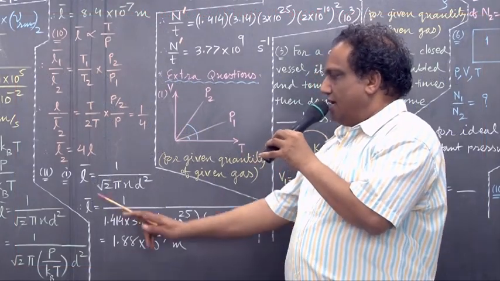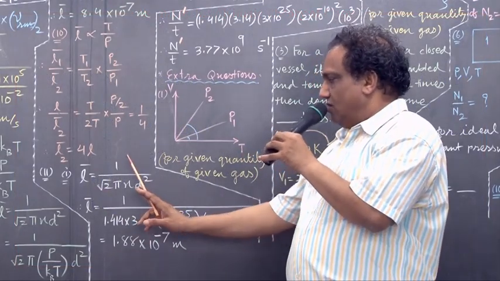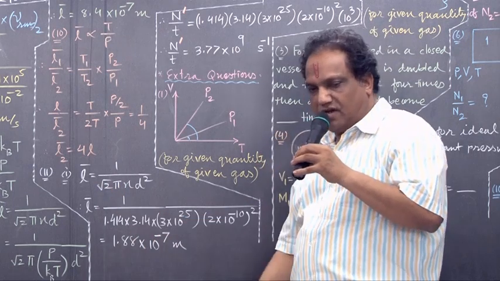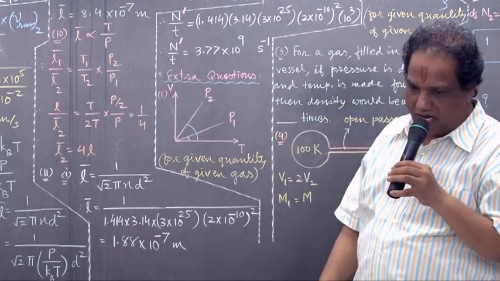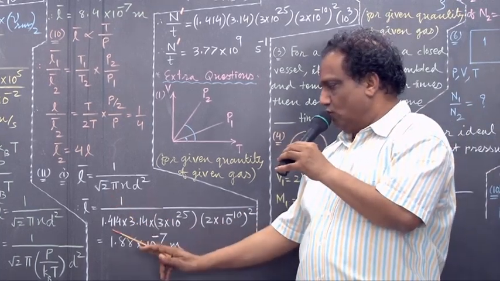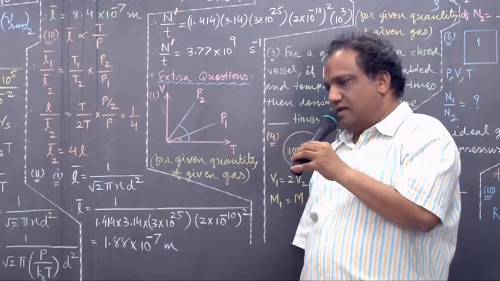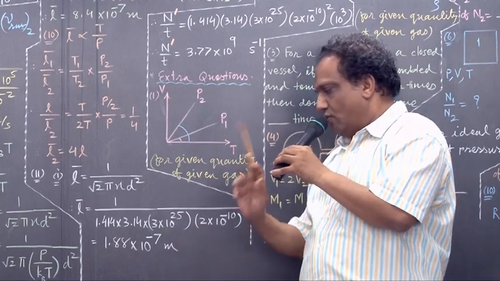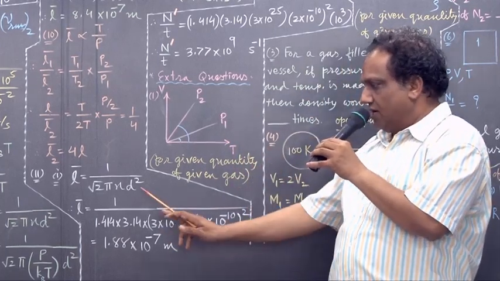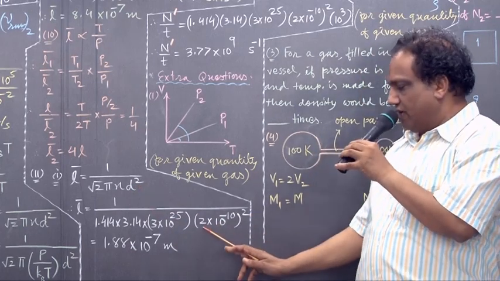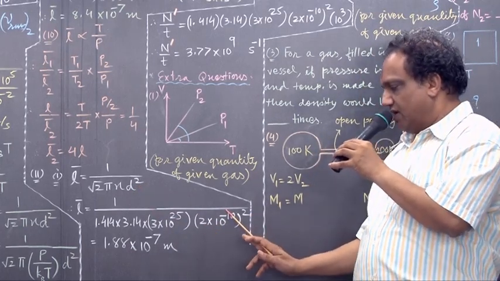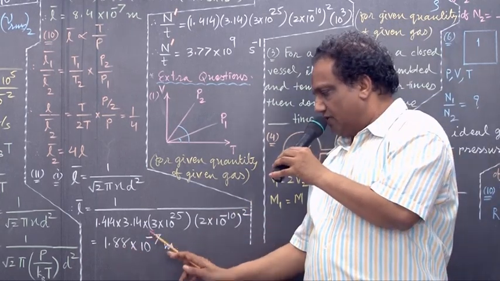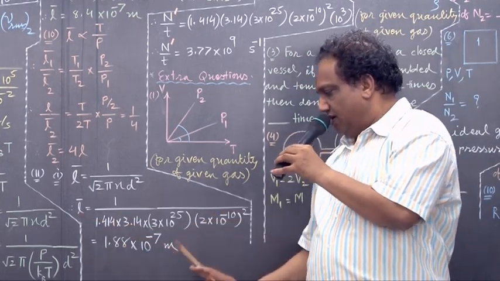Look, L bar is 1 upon root 2 pi n d square. Mean free path formula: 1 upon root 2 pi n d square. Molecular number density for air is given as 3 into 10 raised to 25 molecules per meter cube. Diameter of air molecule is given as 2 angstrom, converted into meter, multiplied by 10 whole square. Answer is 1.88 into 10⁻⁷. Unit of distance is meter.